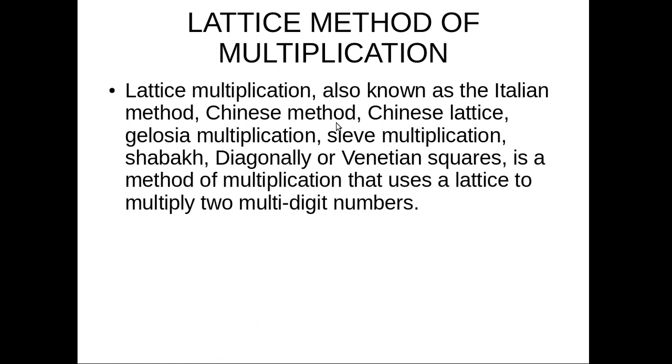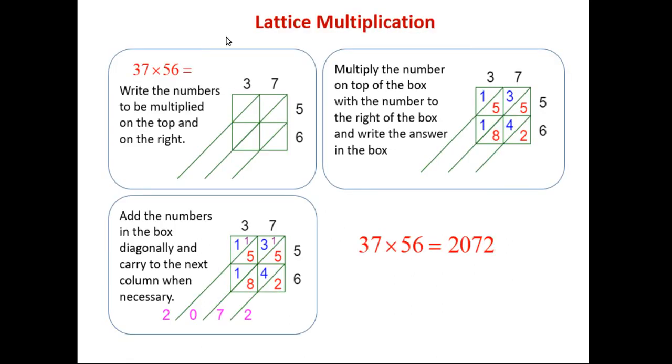Now see, lattice method of multiplication. Lattice multiplication is also known as the Italian method, Chinese method, Gelosia multiplication, sieve multiplication, Shabakh, or Venetian squares. It is a method of multiplication that uses a lattice to multiply two multi-digit numbers. Suppose we have to do 37 into 56. First write the numbers to be multiplied on the top and on the right. We write 37 on the top and 56 on the right.